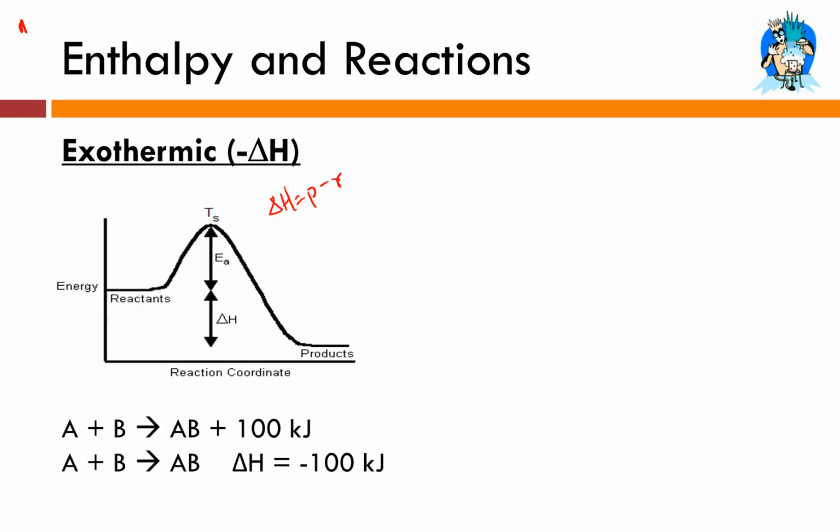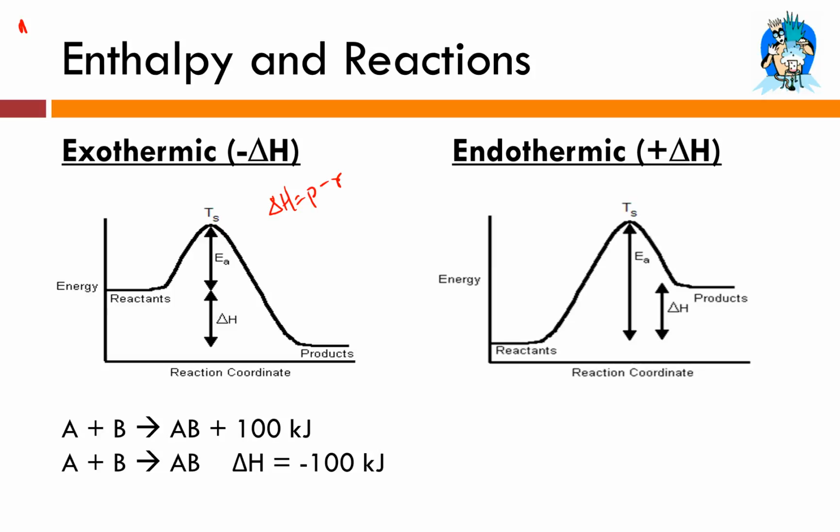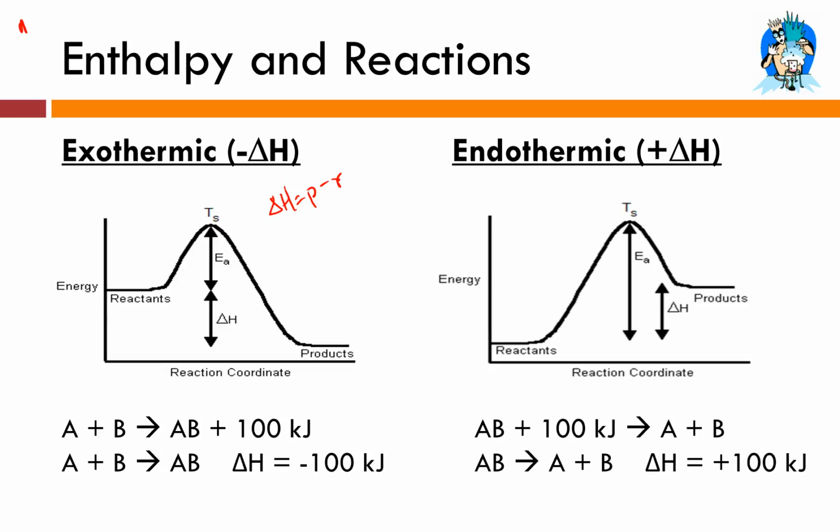Negative 100 kilojoules. If we contrast that to an endothermic reaction, similar PE diagram, except now the products have more energy than the reactants. Therefore, when we subtract enthalpy of the products minus enthalpy of the reactants, we end up with a positive number. That means the energy is being absorbed. So if I go in the opposite direction, instead of synthesizing AB from A and B, let's undergo a decomposition reaction. So AB plus 100 kilojoules of energy will give me A plus B. Another way to represent that is just showing the equation and then off to the side writing a delta H value. In this case, delta H would be equal to positive 100 kilojoules.